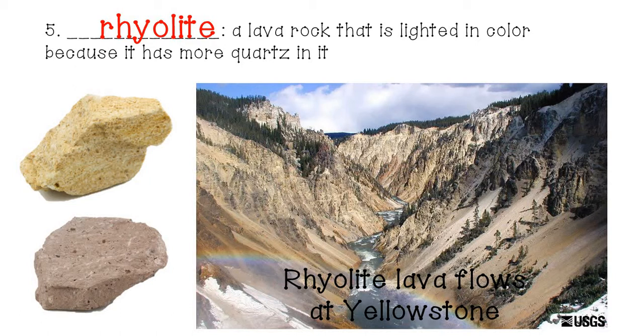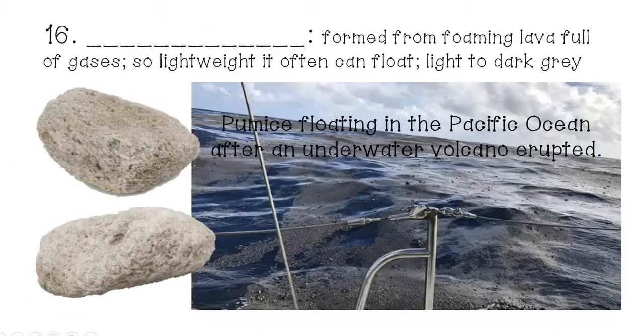I didn't find a video of rhyolite lava forming, but this is an excellent picture from Yellowstone National Park in Wyoming of a canyon that's formed by rhyolite lava. So the rhyolite lava flowed down and hardened to form this canyon.